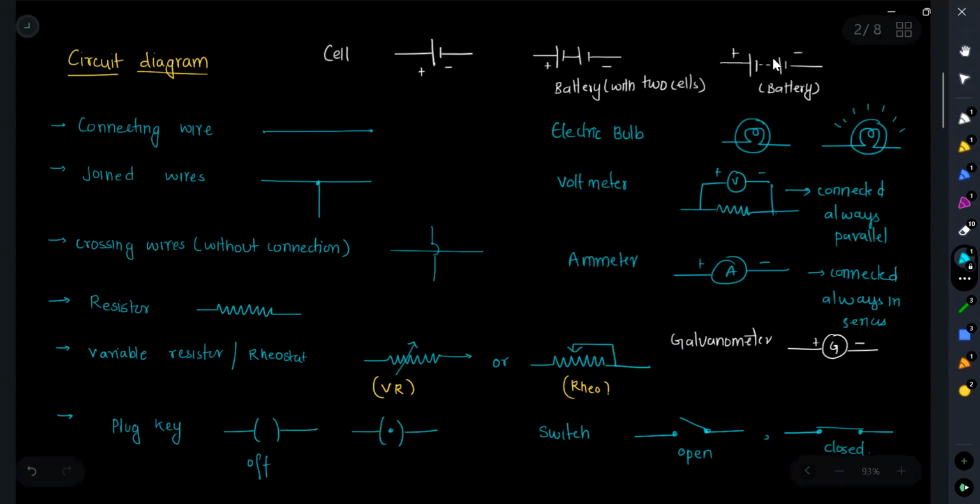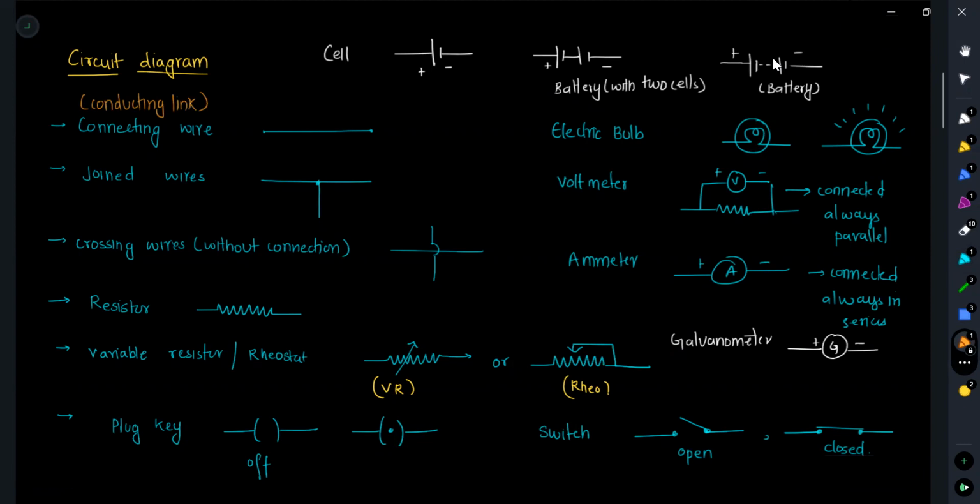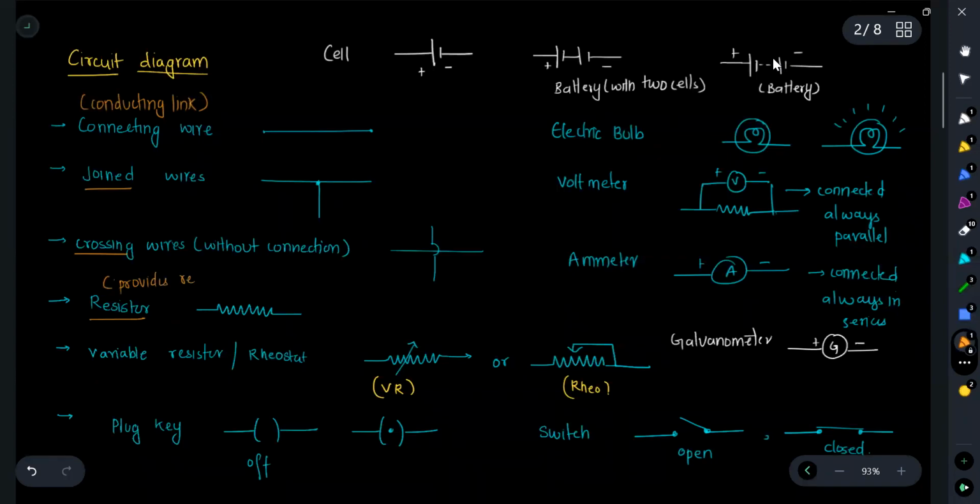So pretty much all of us know the use of connecting wires. So अगर आपको कोई भी conducting link बनाना है, तो आप conducting link कैसे बनाओगे? By connecting the wires. ठीक है? If you want to join two wires, then you'll use joined wires. Then if you don't want to join two wires, you'll use crossing wires. Simple. A resistor is, say, an instrument. It's not an instrument, वैसे. It provides resistance.